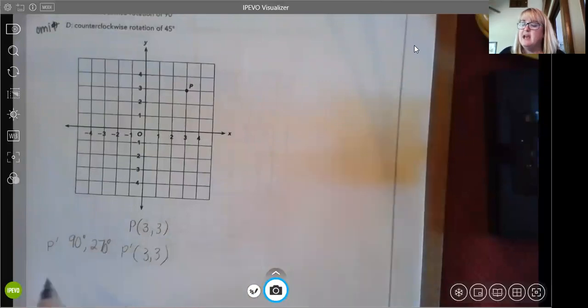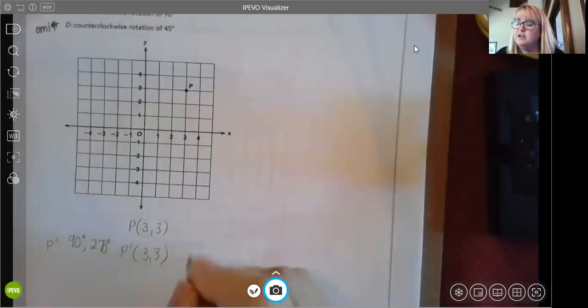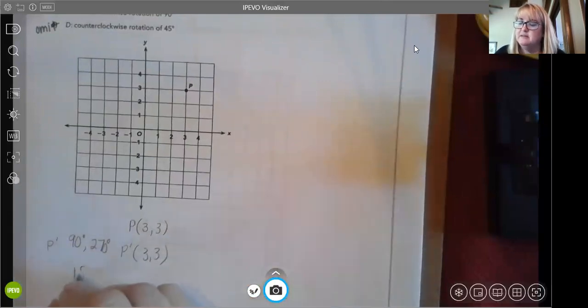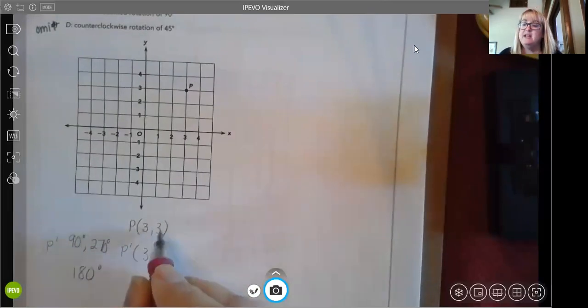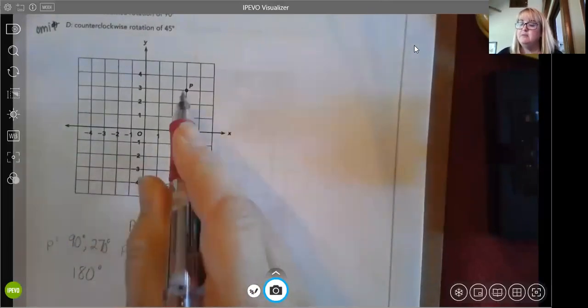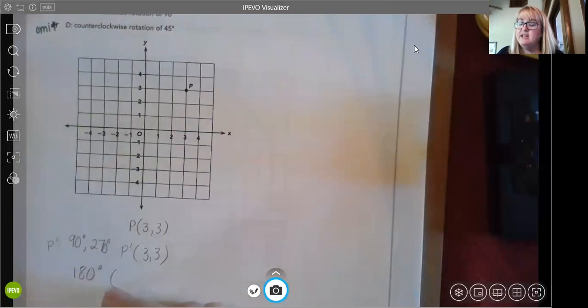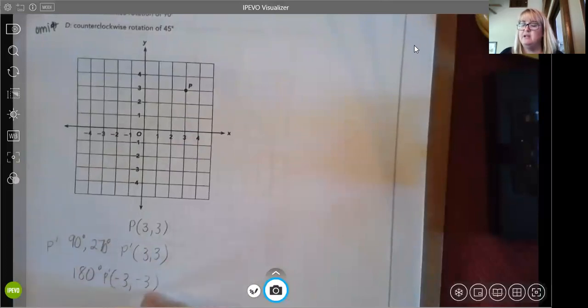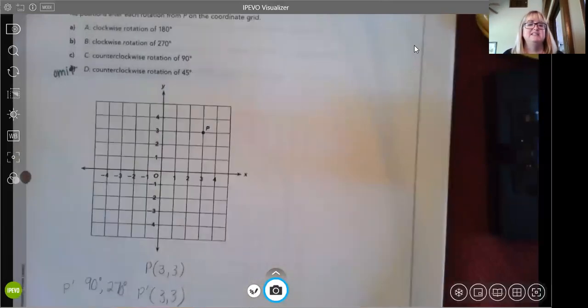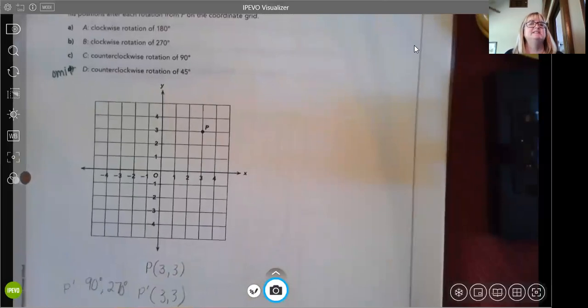Now, if it is 180 degrees, P is 3 and 3, positive 3, 3. If it's 180 degrees, P prime is going to be the opposite of 3 and 3. So the opposite would be negative 3 and negative 3. All right. It's a lot. Let's see if we can make sense of this.